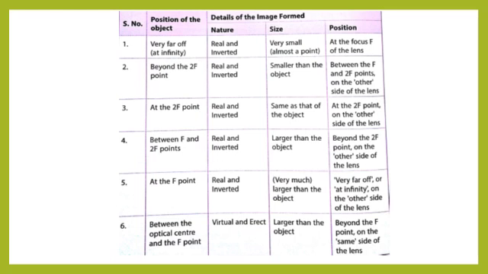And when the position of the object is at the f point, then it forms a real and inverted image, and it is very much larger than the object, and it forms the image at infinity, that is very far away from the lens on the other side. And when the object is between the optical center and the f point of the lens, a virtual and erect image forms, and it is larger than the object, and it forms beyond the f point on the same side of the lens.